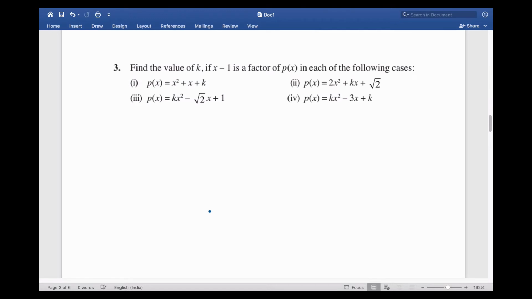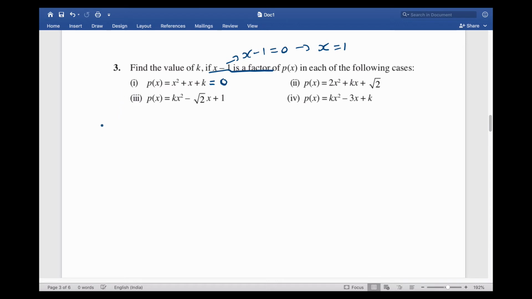Okay, so now question 3. Find the value of k if x minus 1 is a factor. So it's already saying that it is a factor. So we will write x minus 1 is equal to 0. So it will give me x is equal to 1. Whenever I substitute 1, the whole equation should become equal to 0.